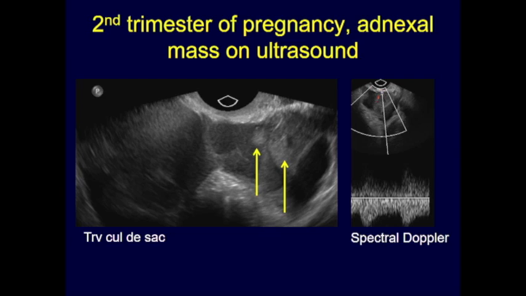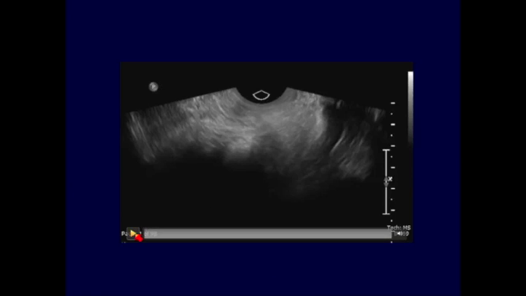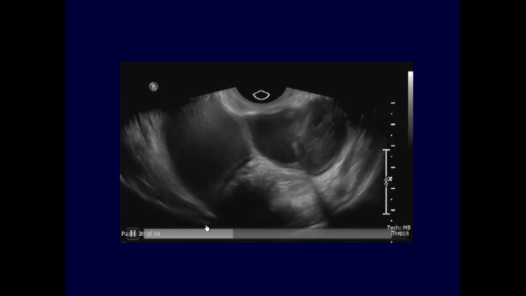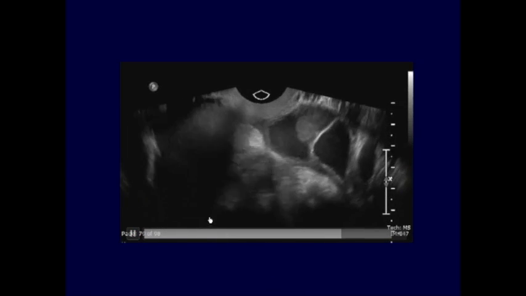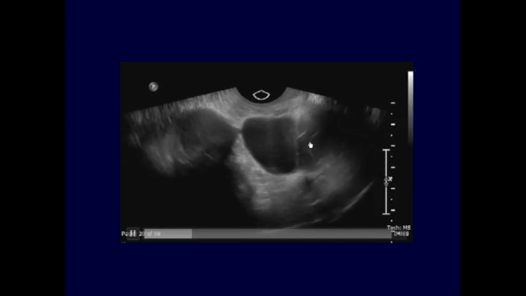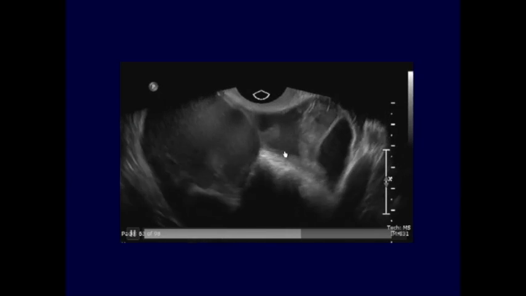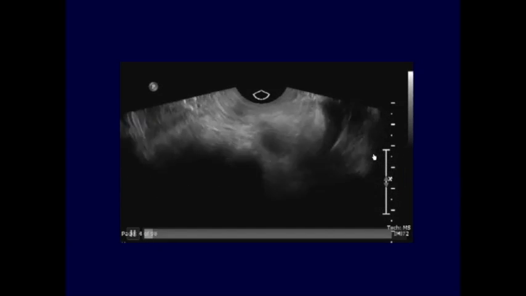So this is a pregnant woman who was in the second trimester, and she had an adnexal mass on the ultrasound. So this is in the cul-de-sac, and we see one structure on the right and the other on the left, and we see echogenic nodules with vascularity, particularly on the left side. And I want to show you a cine loop, showing you how there's all of these echogenic nodules that are within these bilateral cystic structures.